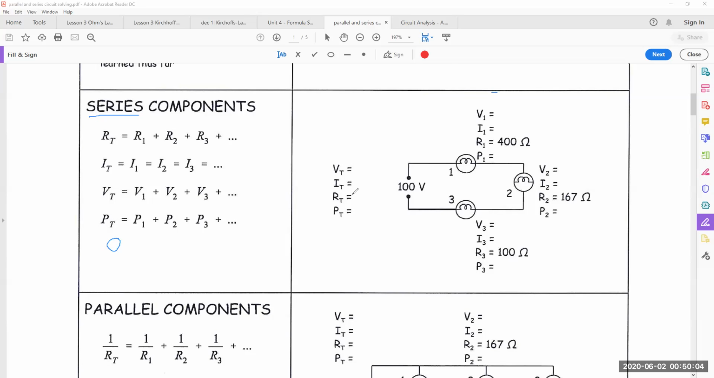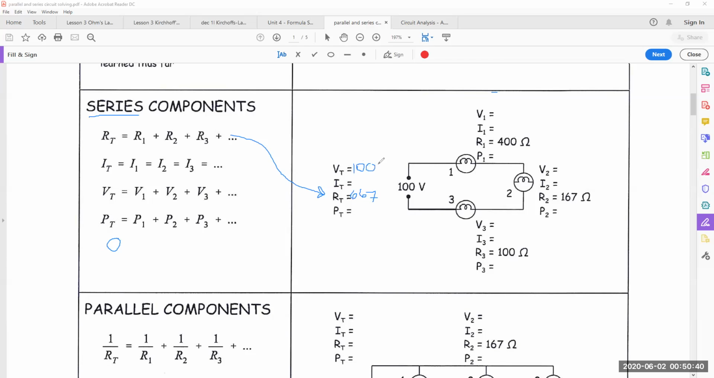The total becomes 667. So this is how I calculate the R total. I simply add all of this together. So, okay, that's good. Now the voltage is 100. I don't know the voltages here. It's not going to be like the first question. But I have the voltage of the source.